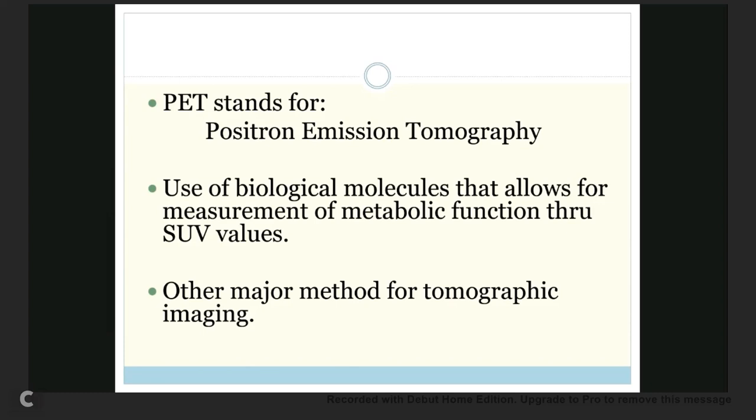With these, you can actually get an SUV value, which allows it to see, I don't want to say what grade it is, but where it's at as far as the uptake for the FDG. Okay. Other major functions for tomographic imaging.